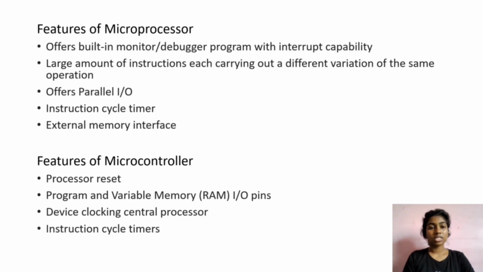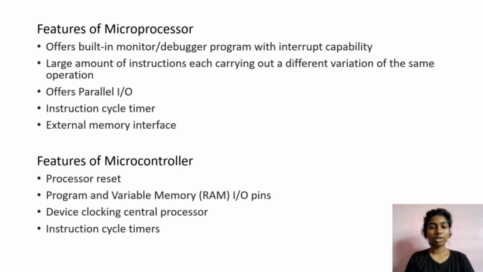Features of microprocessor and microcontroller. Features of microprocessor are: it offers a built-in monitor debugging program with interrupt capability, a large amount of instructions each carrying out a different variation of the same operation, parallel input or output, instruction cycle timer, and external memory interface.